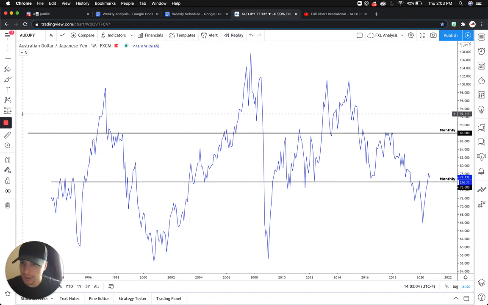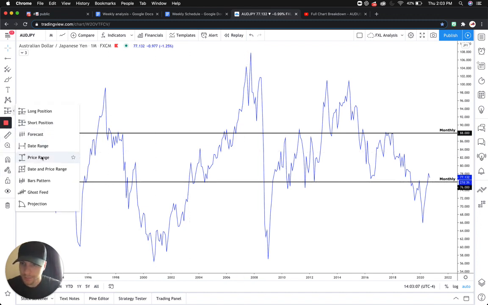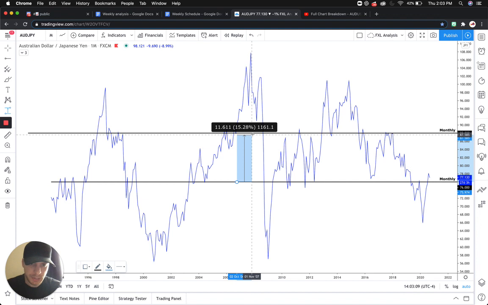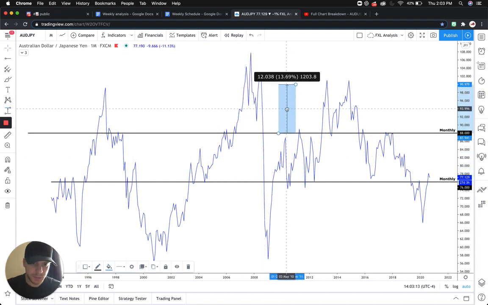Let's go ahead and get this price range, because now we want to find our other zones. Okay, so we're going to do the upper zone first.